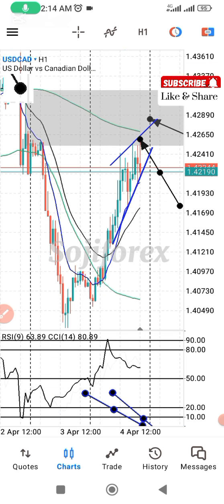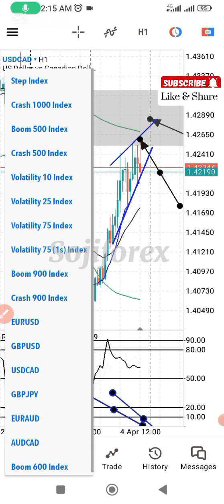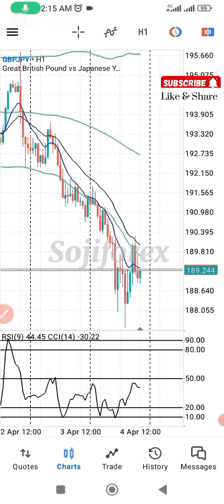So this is how simple you can include this in your trading strategy, and you will be amazed at how your trading result will be.